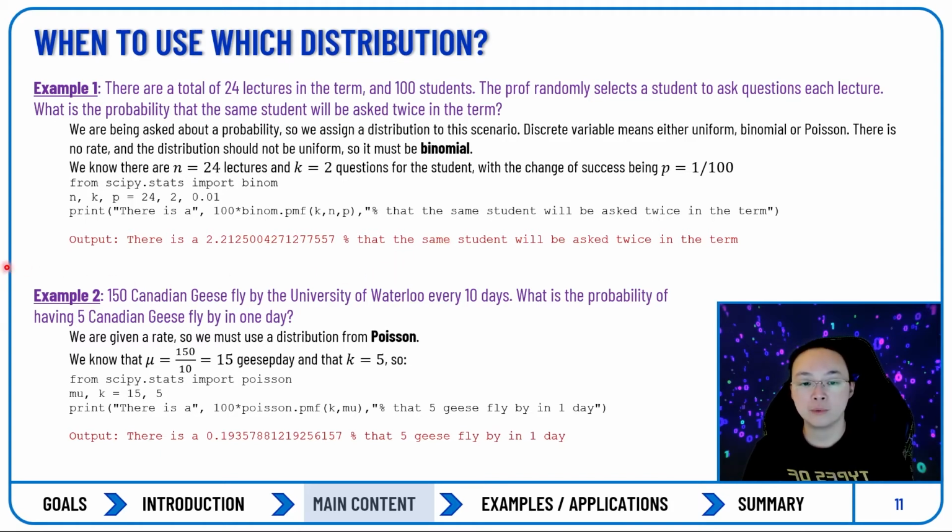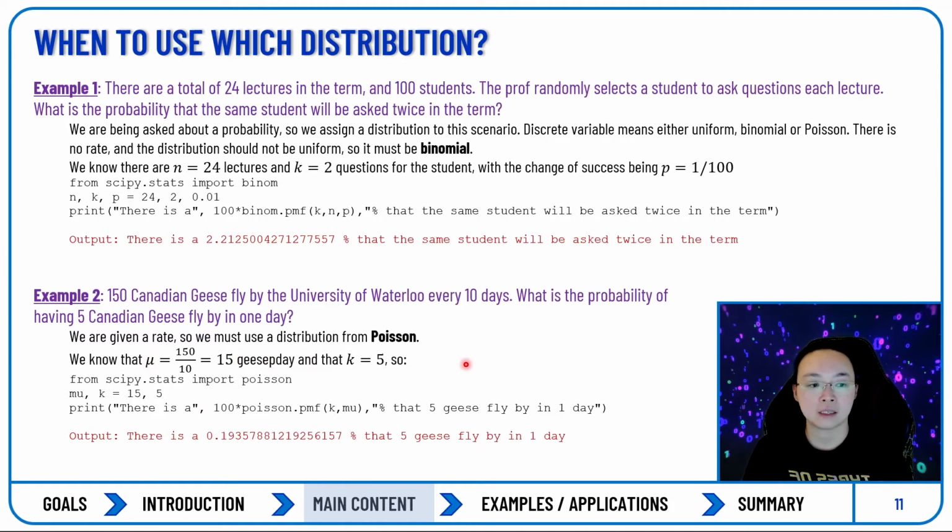Next example, we have 150 Canadian geese fly by the University of Waterloo every 10 days. What is the probability of having 5 Canadian geese fly by in one day? Now, this gives me a rate. It's not a rate that I'm trying to find like the previous one where I'm trying to figure out the probability of something happening twice. I'm already given a rate over here: 150 Canadian geese fly by the university every 10 days. So if I want to figure out the number of geese per day, I can just divide the 2 of them and I get an average number of 15 geese per day.